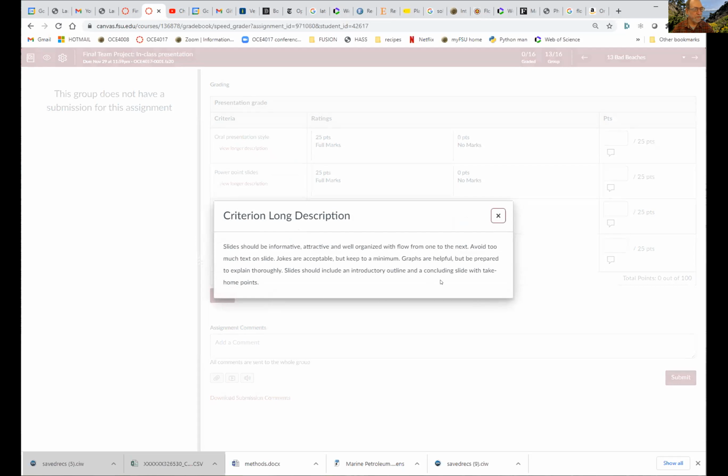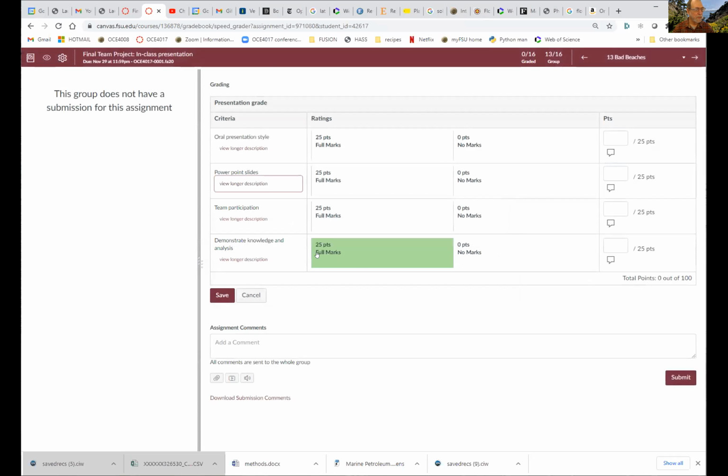Your slides should be informative, attractive, and well organized. There should be some flow from one slide to the next. Don't have too much text in the slide. I think we've already given you these pointers. You can make jokes, but try to keep it to a minimum. Be prepared to explain graphs and data thoroughly. You should have an introduction slide and a concluding slide with take-home points.